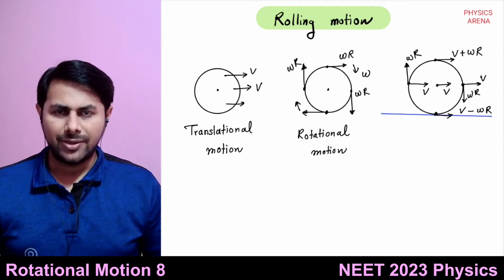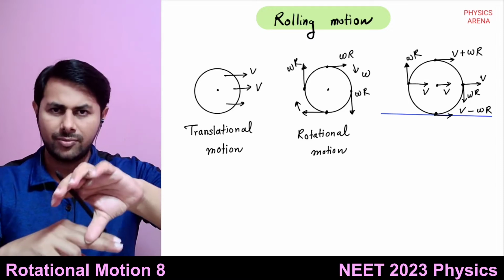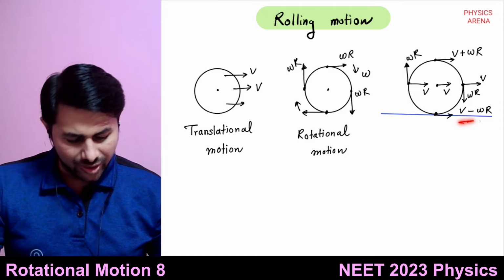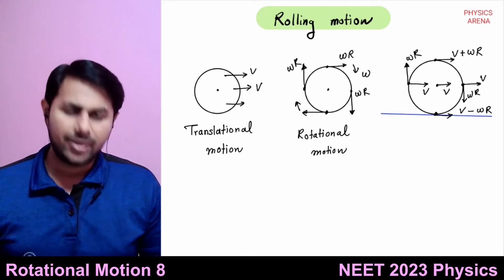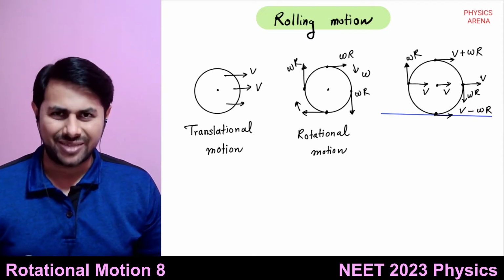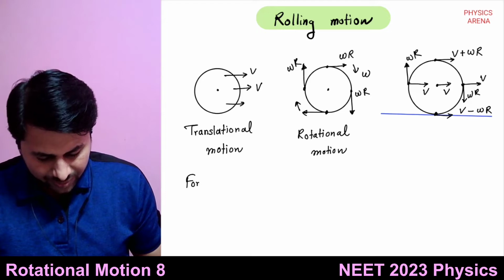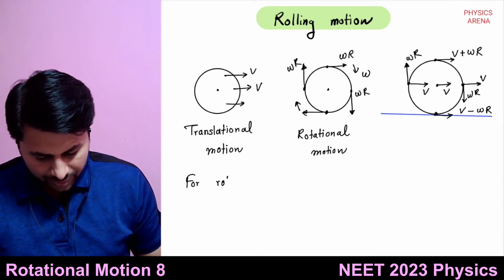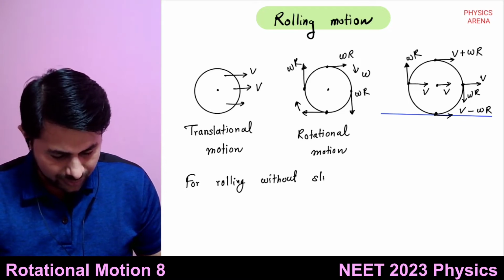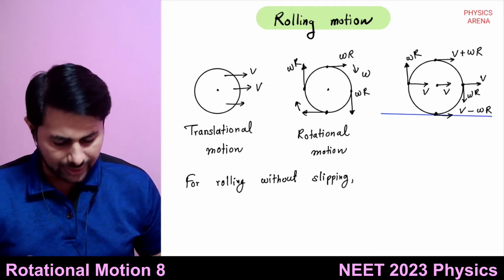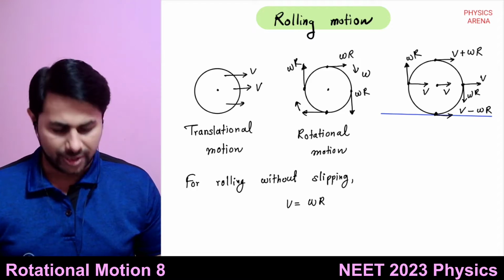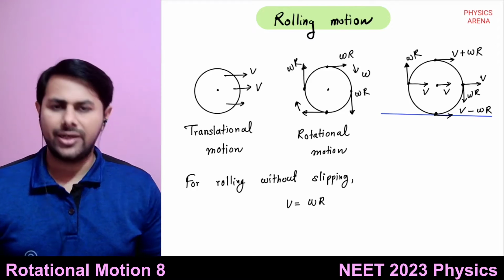So if the body is performing rolling motion without slipping, whereas if it slips, then either v or omega r will be greater. But what do I mean by purely rolling motion? Rolling without slipping. So for rolling without slipping, v will be equal to omega times r. Now everything is simplified.